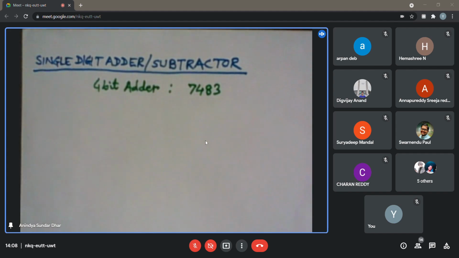Anyone can unmute and say. 7483, this 4-bit adder, is it combinational or sequential? Do you know the difference, first of all? Sequential. What is the difference between combinational and sequential? In combinatorial circuits, the output depends on the present state of inputs, and sequential depends on the history of inputs as well, like the sequence in which the inputs have been fed to the circuit.